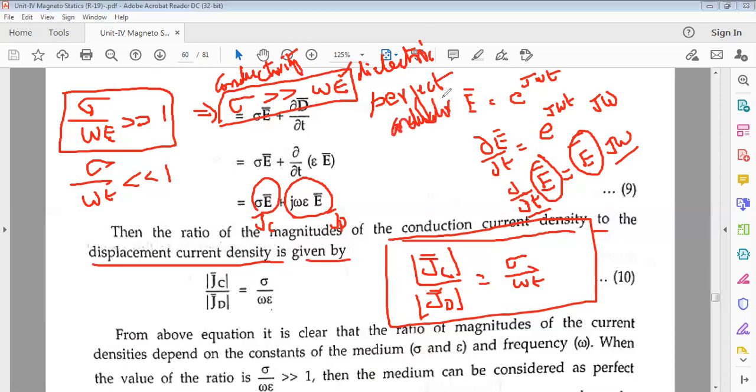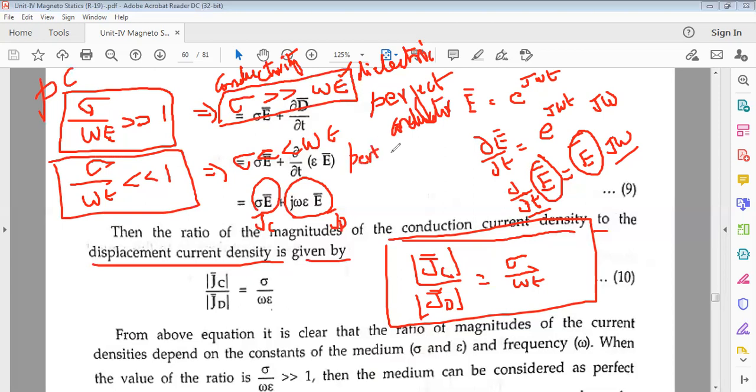And the second condition says that σ is very much less than ωε, meaning the conductivity compared to the dielectric is very small. So it is a perfect dielectric.